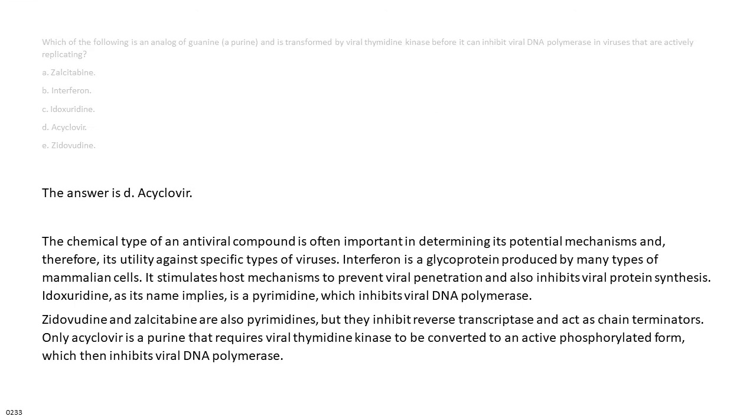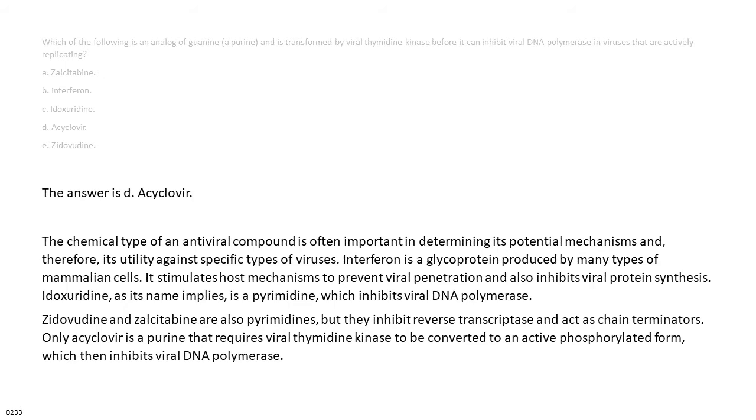The answer is D. Acyclovir. The chemical type of an antiviral compound is often important in determining its potential mechanisms and, therefore, its utility against specific types of viruses. Interferon is a glycoprotein produced by many types of mammalian cells. It stimulates host mechanisms to prevent viral penetration and also inhibits viral protein synthesis.